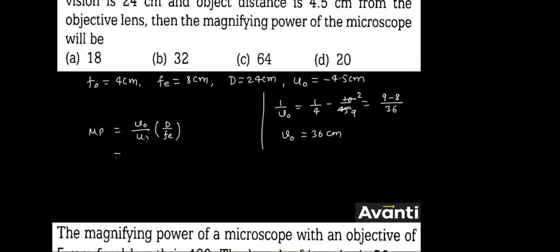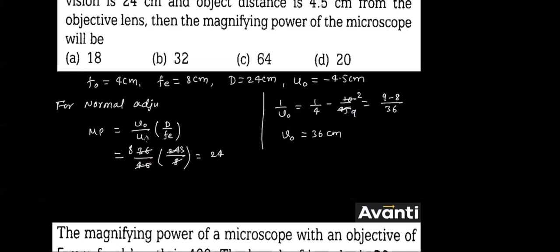So if I put the value, I'll get 36 divided by 4.5 into, D is 24, FE is 8. So this is nothing but 8. है ना? This is nothing but 8. 8 4s are 32 and 8 into 0.5 is 4. So 32 plus 4 is 36. So no problem. So we should be getting 24 as the correct answer. This is for normal adjustment, or when final image is at infinity. ठीक है? This is the correct answer.